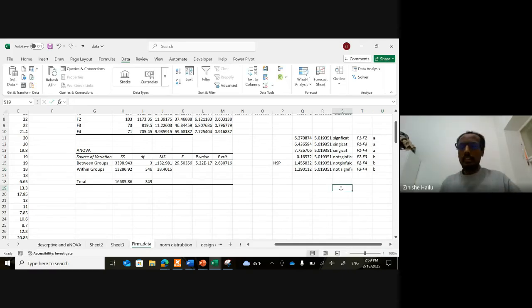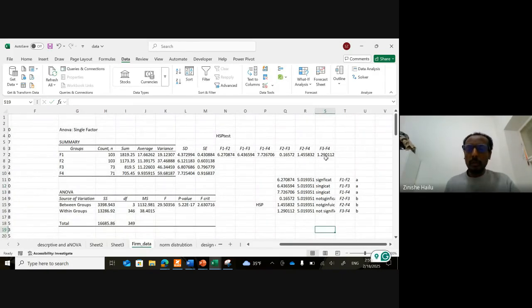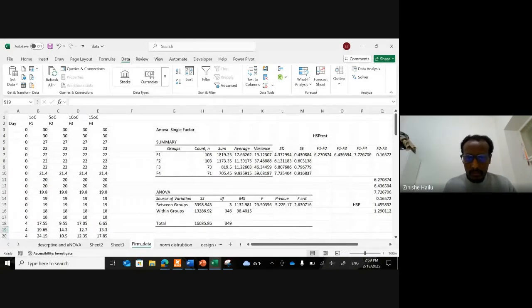Oh, this is the post hoc test. Manually, how can you calculate? But you can also use, I think there are add-in tools. If you give the tools, you can simply use automatic. For manual or mathematically, you can compute in this way. So it's clear, ANOVA.